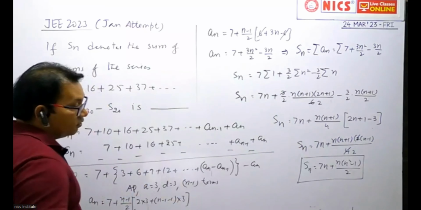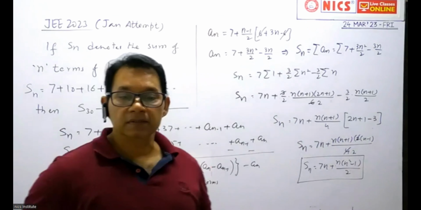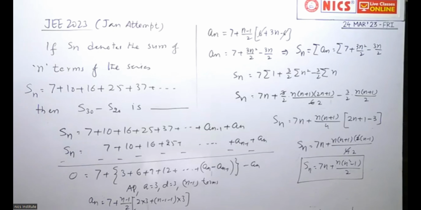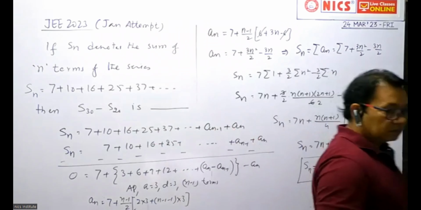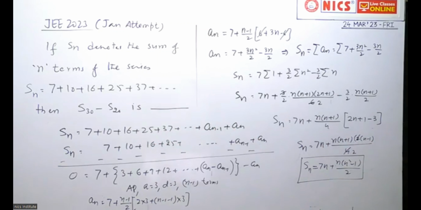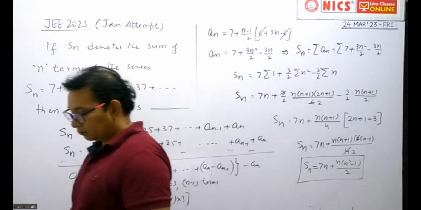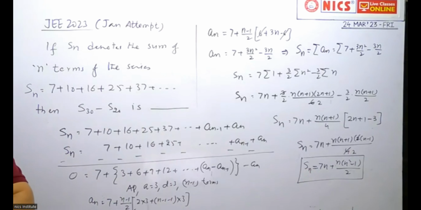Now you can find S30, you can find S20 and subtract the two. Tell me the answer. Find S30, S20 and get the answer. The question level of difficulty is not high, but yes, calculations are there. Find S30, find S20.